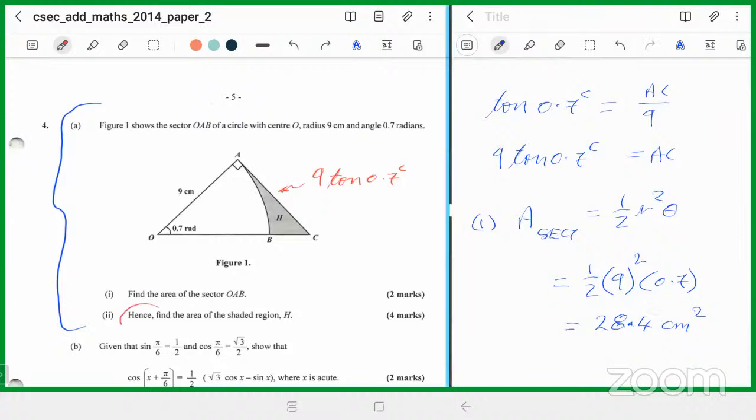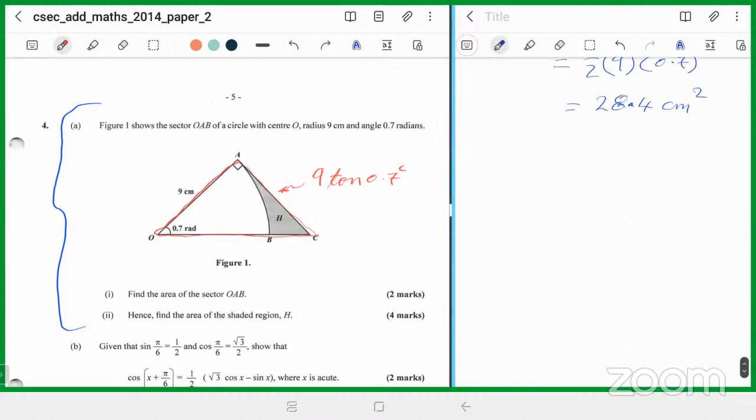And then they want the area shaded. Remember, the sector is sitting in this triangle. So to get the area shaded, we have to subtract the area of the sector from the area of that triangle. So let's set it up like this for part 2. The area shaded is the area of that triangle, TRI for triangle, minus the area of the sector inside the triangle.